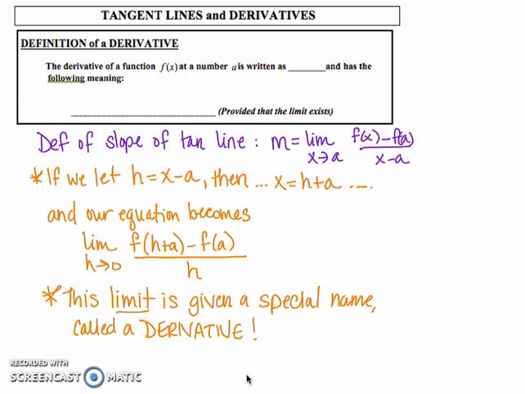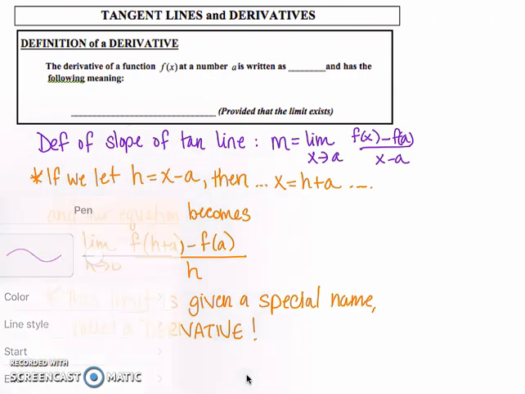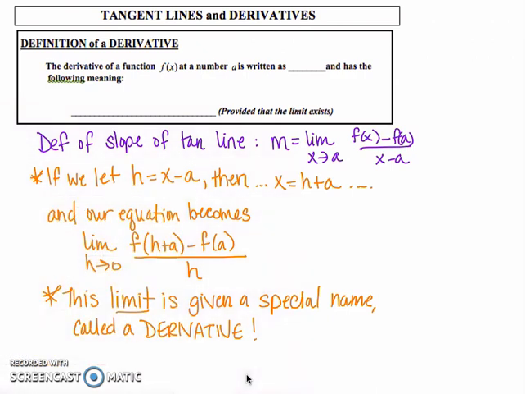Okay, so now let's go ahead and fill in that box now that we have this information. So the derivative of a function f of x at a number a is written as f prime of a, and it has the following meaning. f prime of a is equal to the limit as h approaches 0 of f of a plus h minus f of a all over h. And this, of course, is provided that the limit exists.